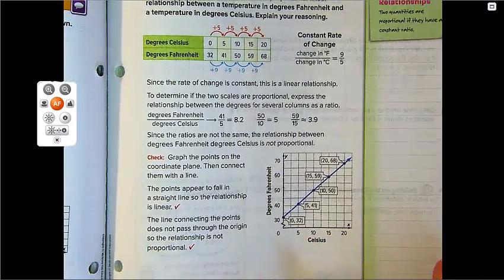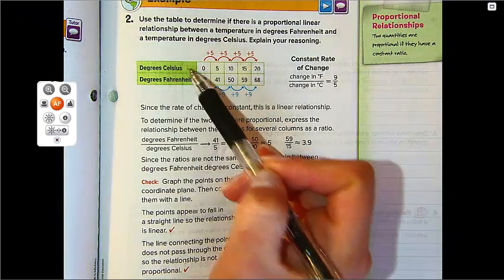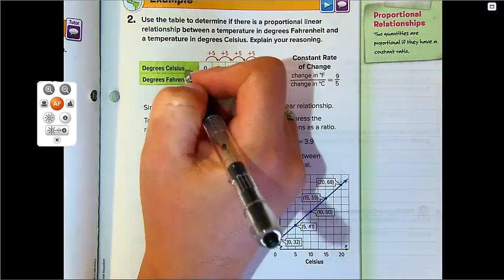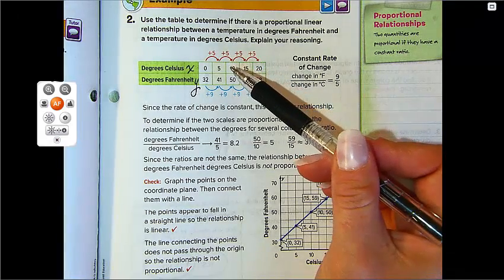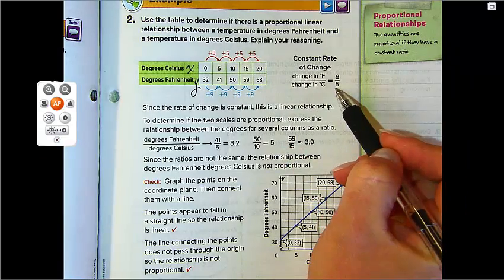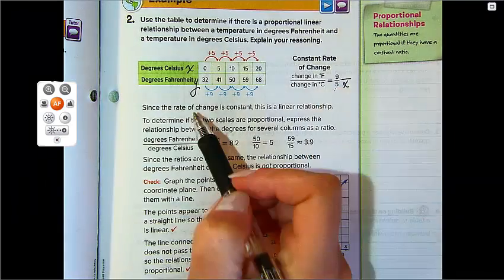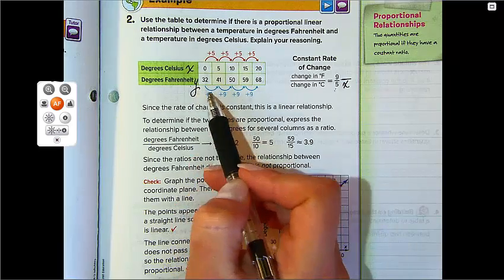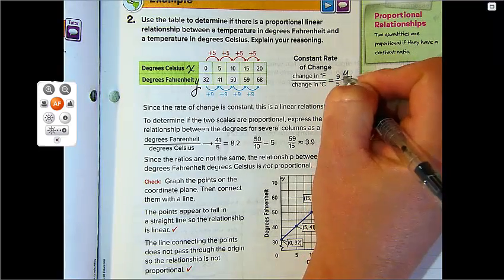And it's talking about temperatures. It says use a table to determine if there is a proportional relationship between a temperature in degrees Fahrenheit and a temperature in degrees Celsius. Again, if it doesn't have them labeled x and y, the first one is going to be x and the second one is going to be y. So my x is my degrees Celsius, and it looks like I'm going up 5 each time, so that's why there's a 5 right here, because that's my change in x. This is my x value down here. My y values then are going to be the change in Fahrenheit, and it looks like I add 9 each time. So my change in y then is my 9, so 9/5.